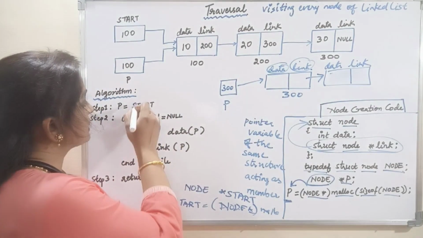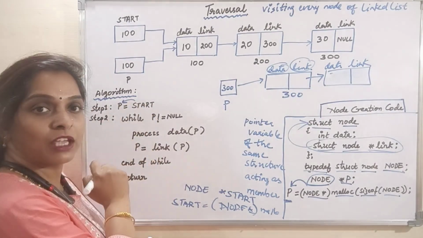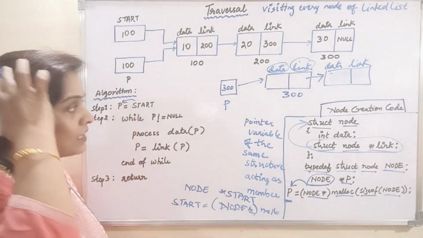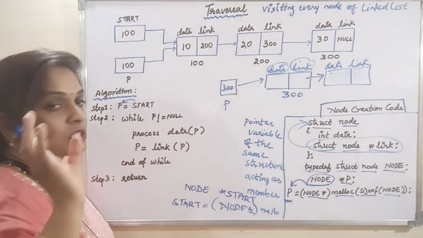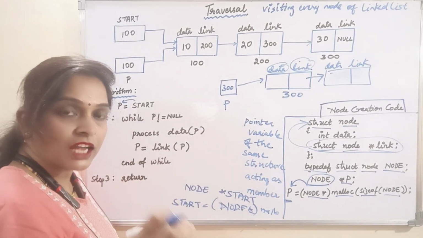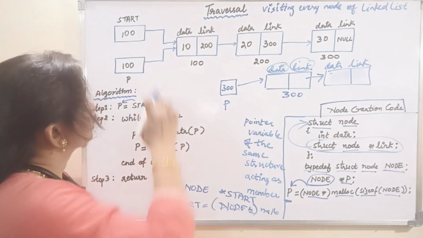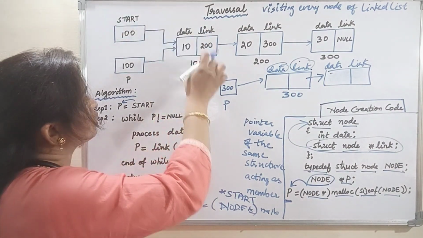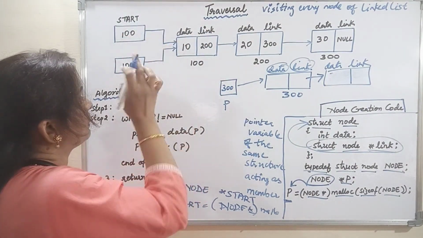So what I'll do, I say p equal to start. So when I say p equal to start, whatever address I have in the start will be stored in P. So what do I have in start? I have the address of first node. That I need to copy to P.